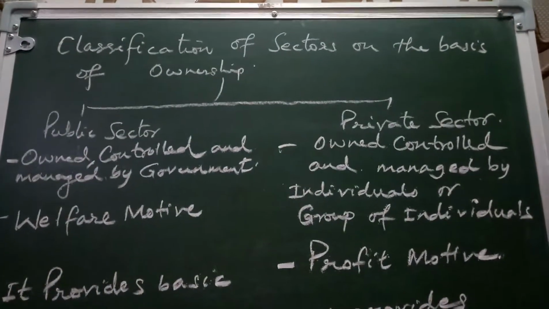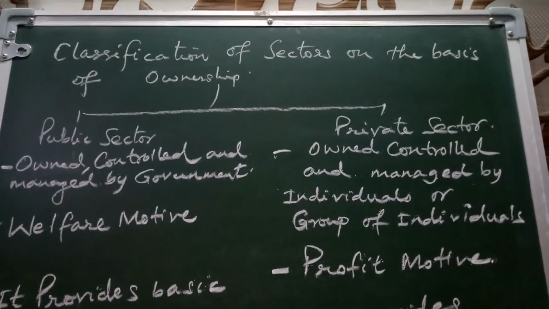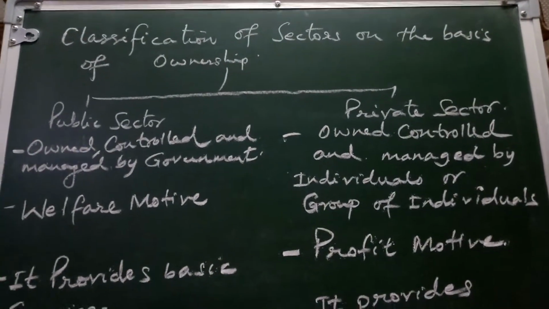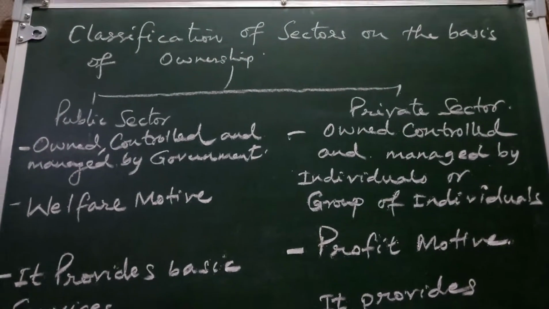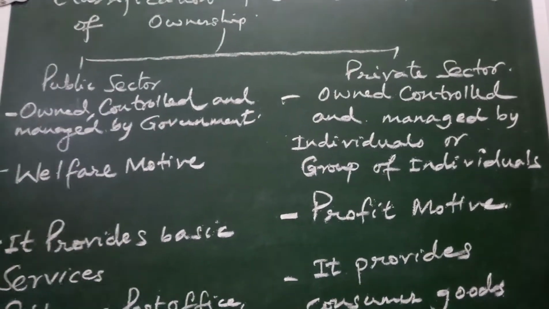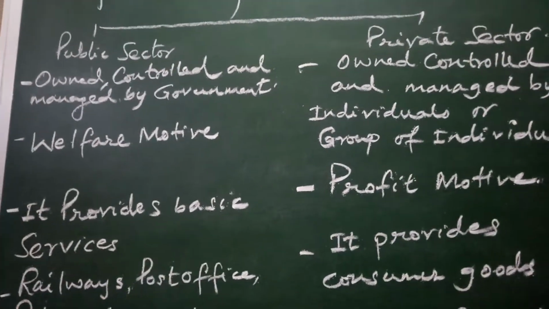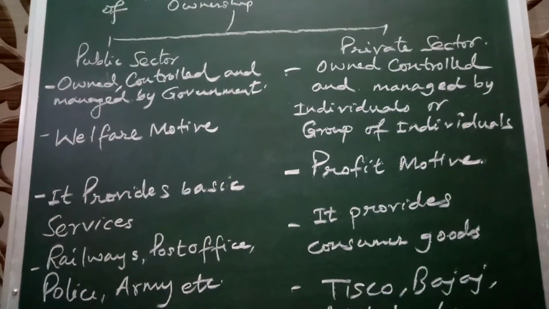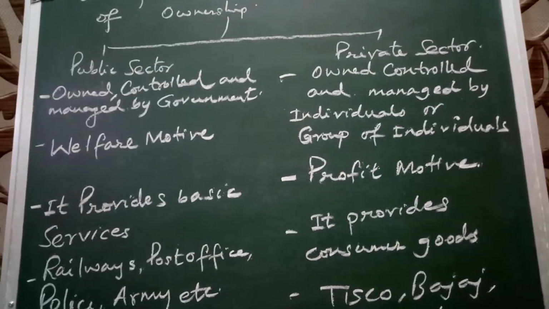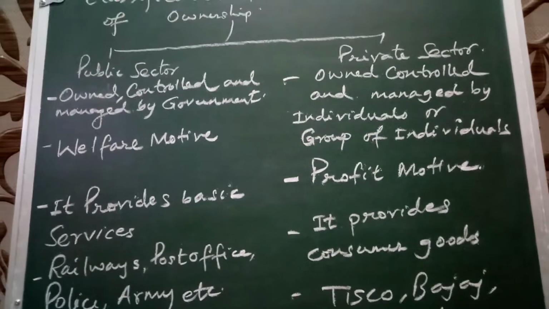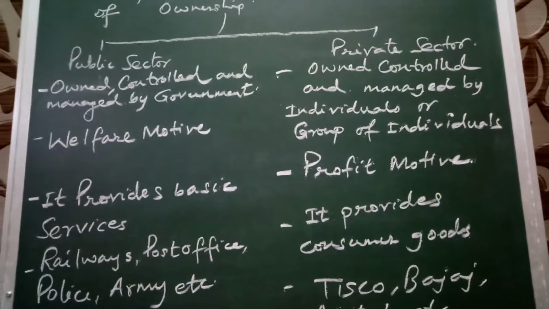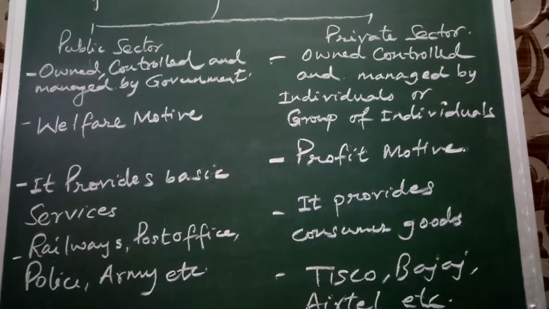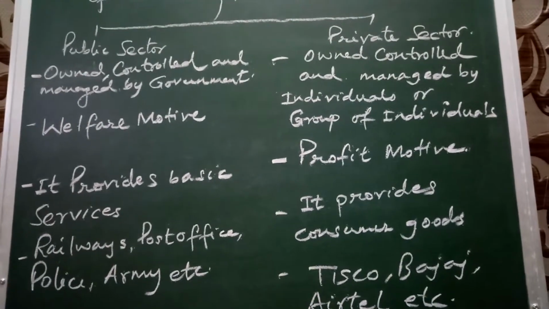Hello everyone. Let us discuss the classification of sectors on the basis of ownership. On the basis of ownership, sectors of Indian economy can be classified as the public sector and the private sector. The public sector is owned, controlled and managed by the government, whereas the private sector is owned, controlled and managed by individuals or group of individuals. The main motive of public sector is welfare of the people, whereas the main motive of private sector is to earn profit.